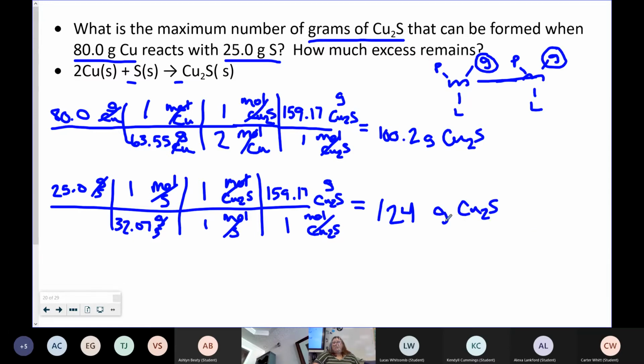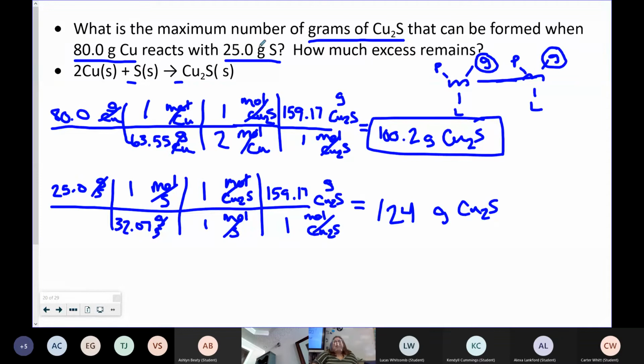So the sulfur is going to be able to make more product, but we said the maximum number of product is whatever the lowest number is, because once that's produced, we're out of one of our reactants and the reaction stops. So our answer is that 100.2 grams of copper 1 sulfide is what can be produced, because that's all the copper we have. Once we hit that 100.2, we're out of copper, so the rest of the sulfur can't react. It's going to be leftovers.